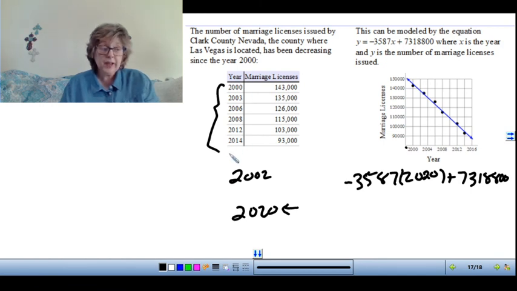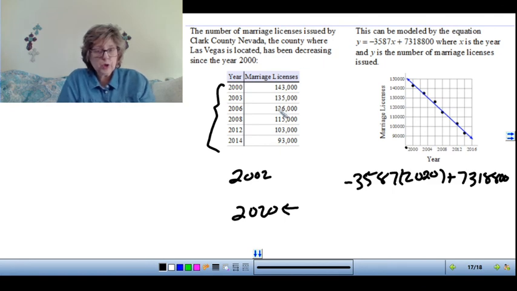In interpolation, we're pretty good. That is pretty much for sure what it would have been. It's a much better guesstimate for your data than an extrapolation.